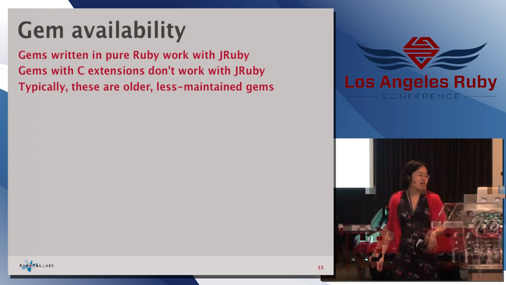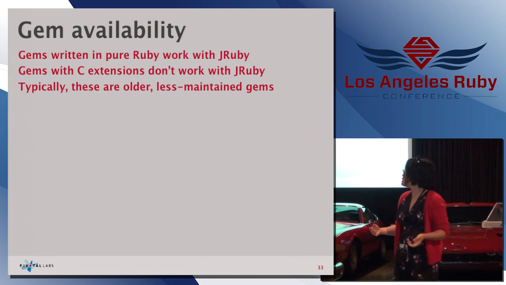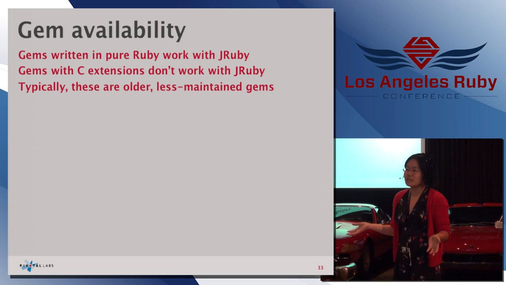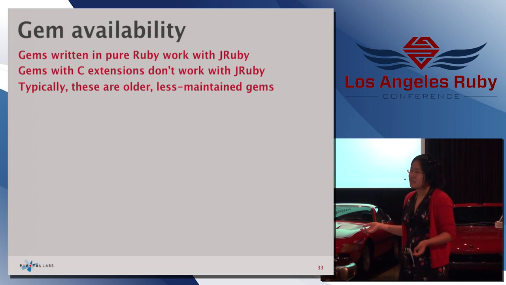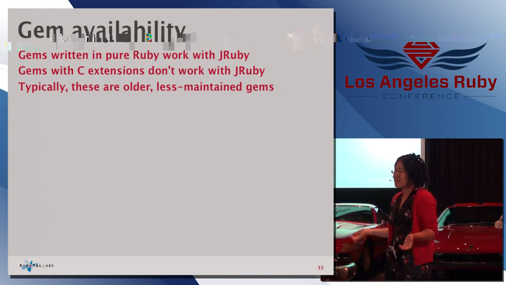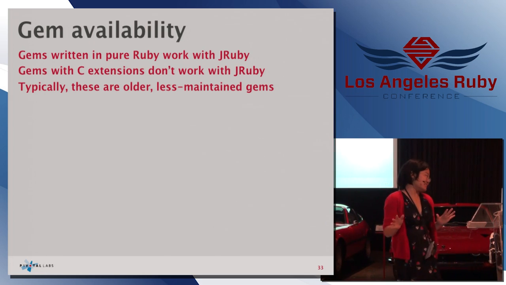So what's the deal on this situation? Gems written in pure Ruby work with JRuby. Gems with C extensions don't work with JRuby. But what does this mean for you? Typically, these gems written using C extensions are older, less maintained gems. So it's really not that big a deal.